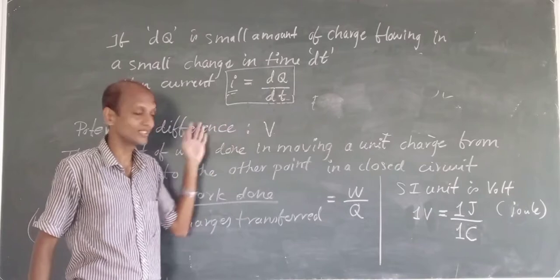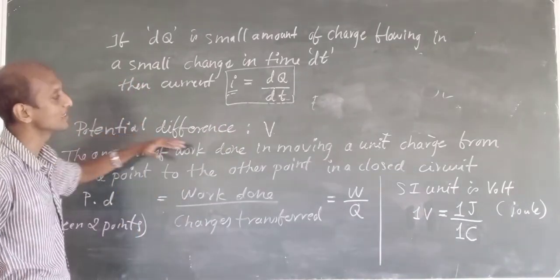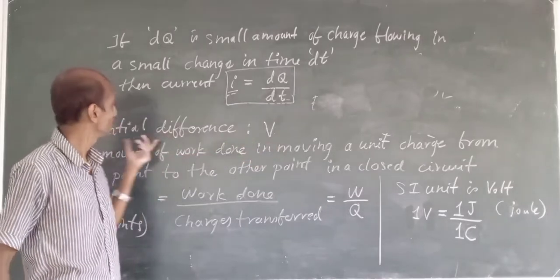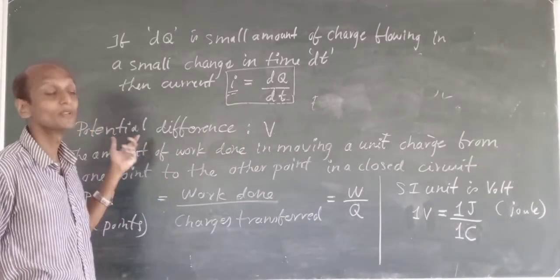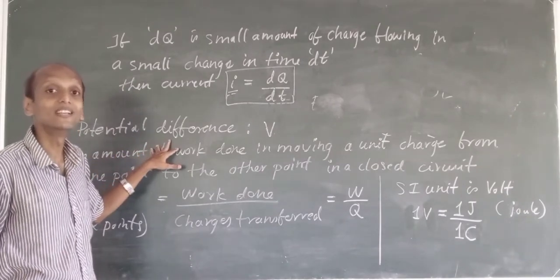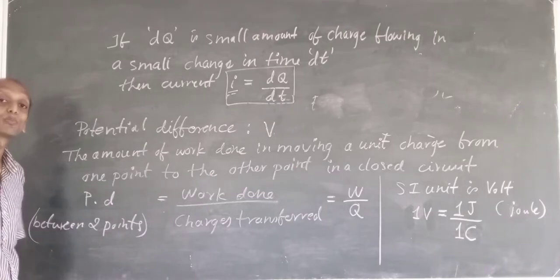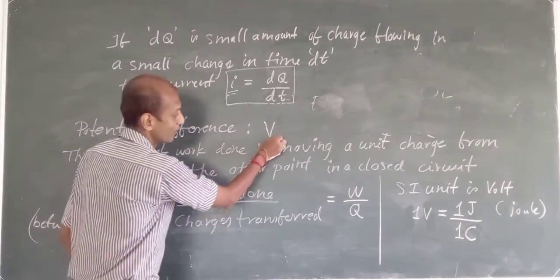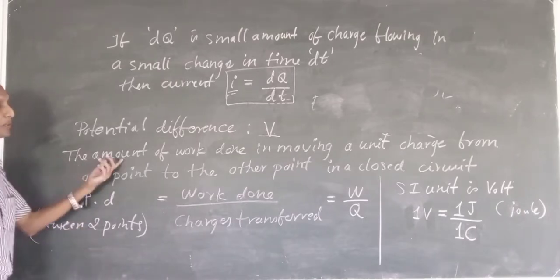Without this, current never flows, isn't it? So we have potential difference V. We will call it potential difference. What is that? Difference in the potential. That is the potential difference. It is denoted by V.